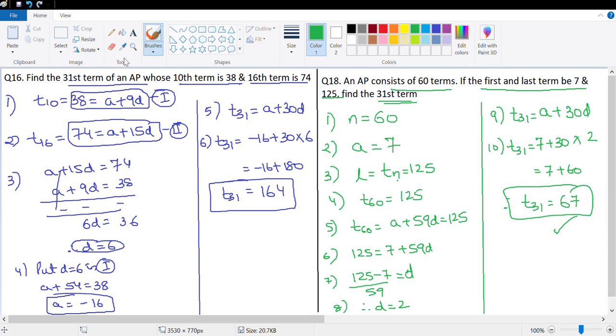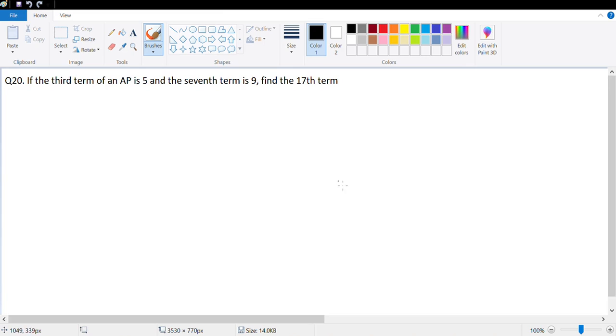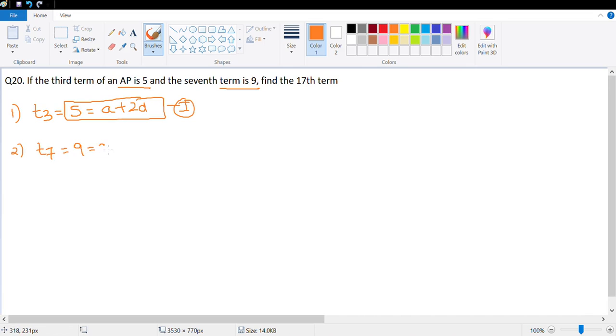The last homework question was question number 20. Question number 20 says, if the third term of an AP is 5, so T3 is equal to 5, which is basically A plus 2D. That's my first equation. And the seventh term is 9. So T7, which is equal to 9, is basically A plus 6D. And that's my second equation. We need to find the 17th term.